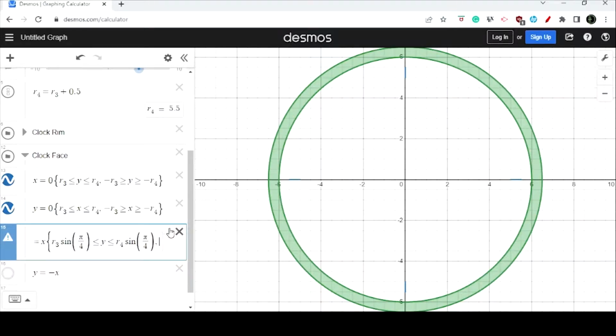Let's do, we're going to the minus side now, so it's minus r3 times the cosine of pi over 4 is greater than or equal to x, and that's greater than or equal to minus r4 times cosine of pi over 4.